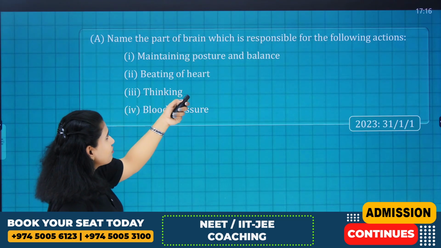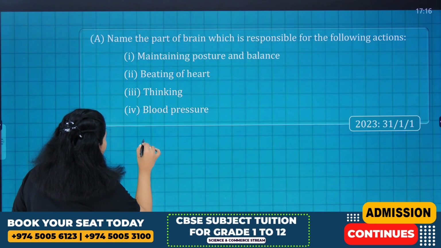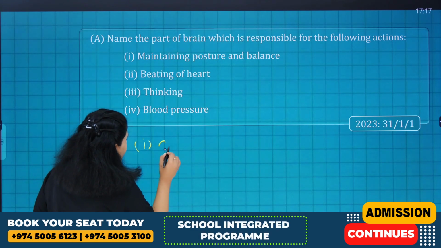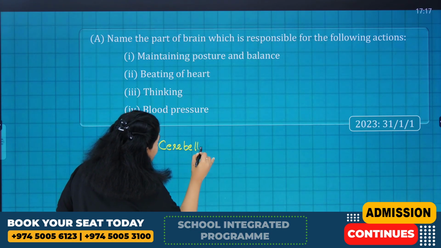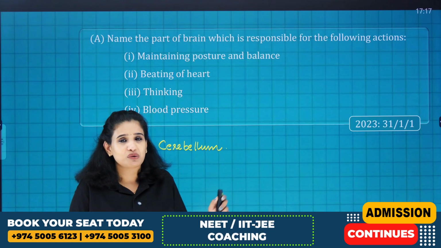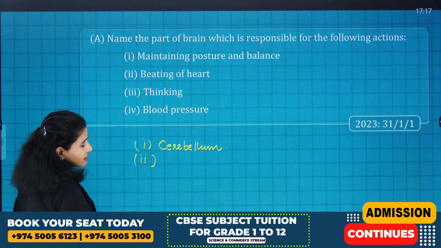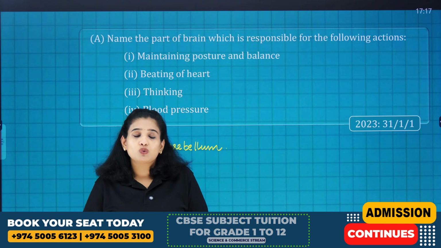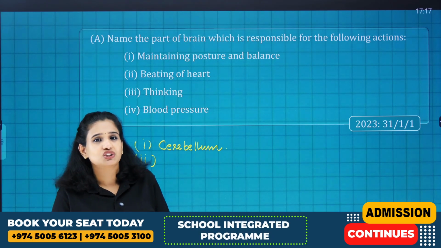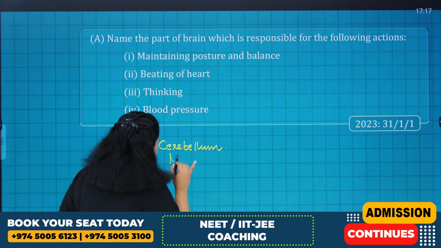Name the part of brain which is responsible for the following actions. First one, what is given? Maintaining posture and balance. That is cerebellum. Cerebellum, which is located in the hindbrain, maintains posture and balance of our body. Second one, beating of heart. In the hindbrain, we have medulla, which controls all the involuntary functions like heartbeat, breathing, etc. So here we will write medulla.